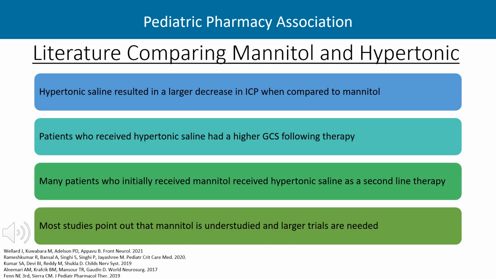As I mentioned earlier, the two main hyperosmolar agents used for this indication are mannitol and hypertonic saline. There's a lot of debate about which of these agents is preferred, so I just wanted to provide a summary of the literature that I found comparing these two agents. In some studies, hypertonic saline did result in a larger decrease in ICP when compared to mannitol, and patients who received hypertonic saline had a higher GCS following therapy. Many patients who received mannitol initially ended up receiving hypertonic saline as a second-line therapy in order to better decrease intracranial pressure. And most studies point out that mannitol is understudied and that larger trials are needed to really best compare mannitol to hypertonic saline.